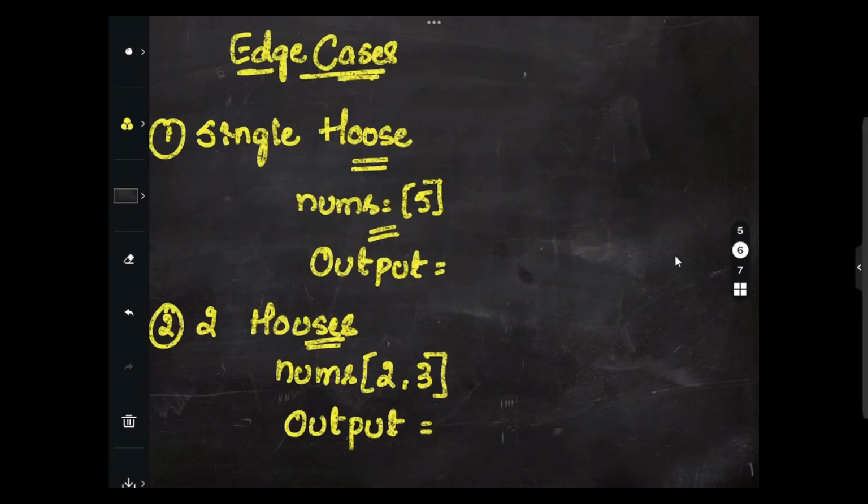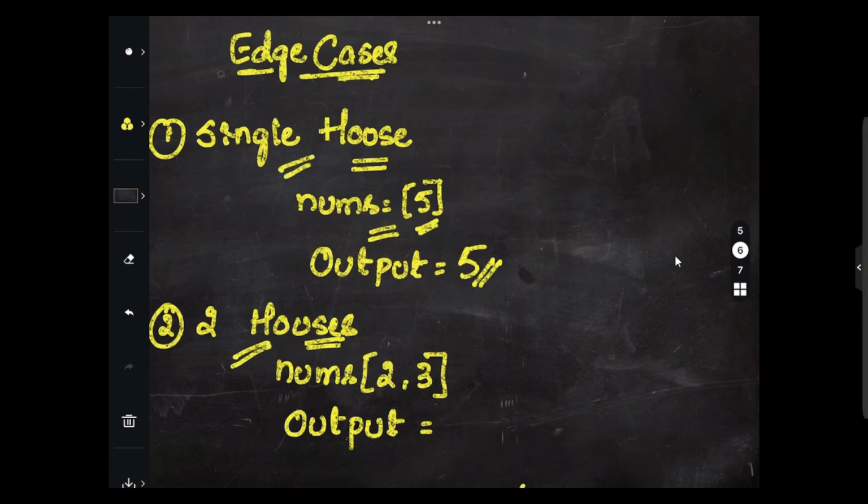So next let's discuss the edge cases one by one very quickly. The first edge case is a single house. When I say single house, I have considered only one element, one house with the amount 5 here. So the output will be 5 itself. Why is the output 5? Because there is only one house to rob here, right? So that itself will be considered, it will be 5. So this is for the edge case single house.